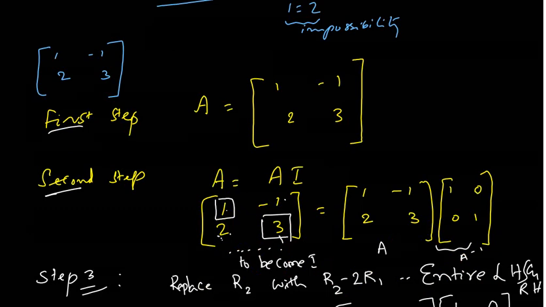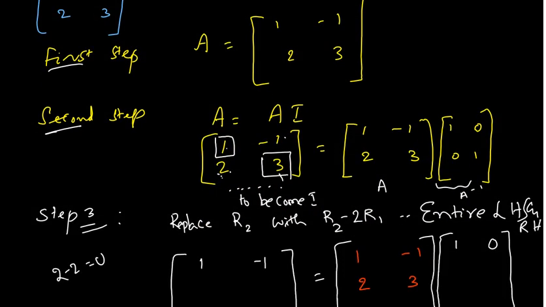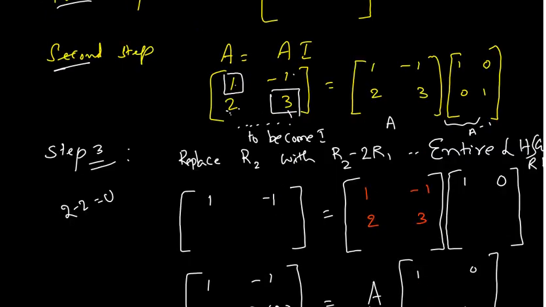So we have 1 minus 1 2 3, and the same thing we write it. First time you write the matrix, the entire matrix here, 1 minus 1 2 3, and this is I: 1 0 0 1. So step 3 is the entire method. We will be doing some transformations to the rows, in this case row operations. That means you are replacing the row. So ideally whatever you do on the left side, we have to do on the right side.